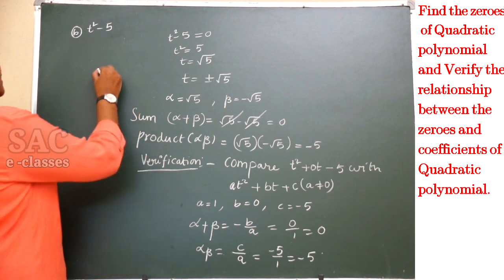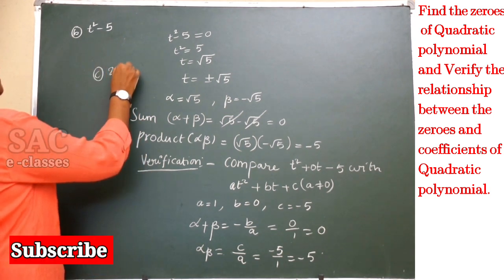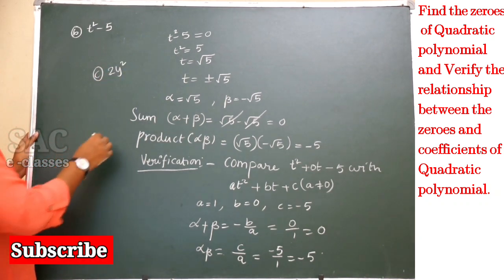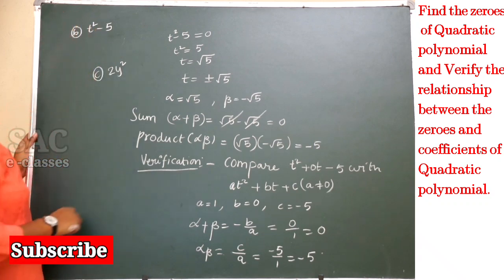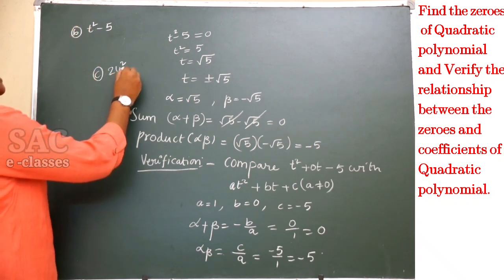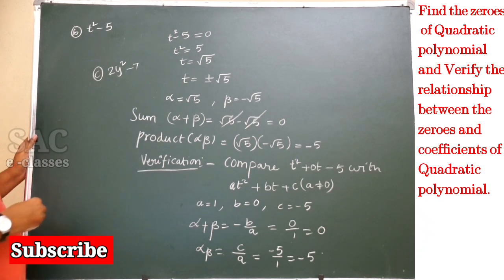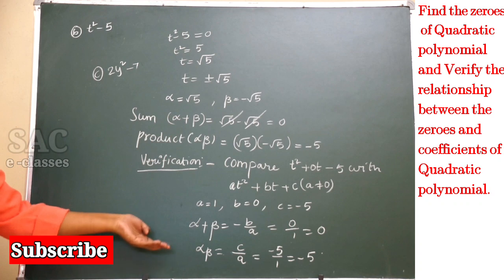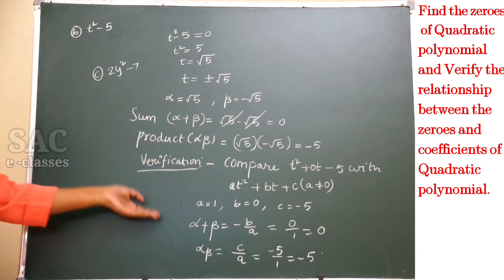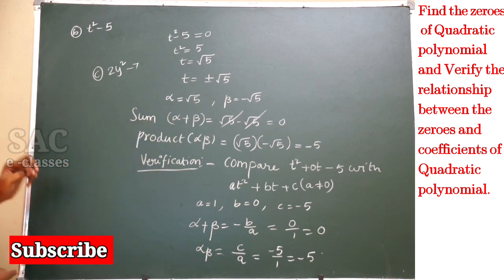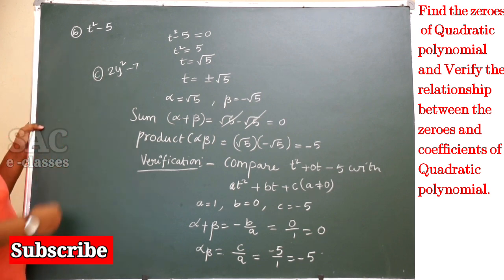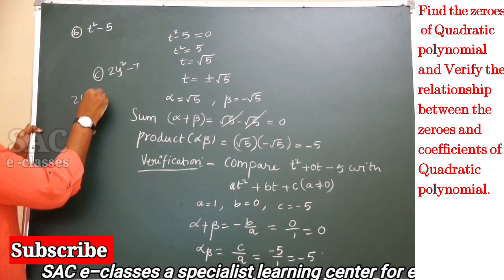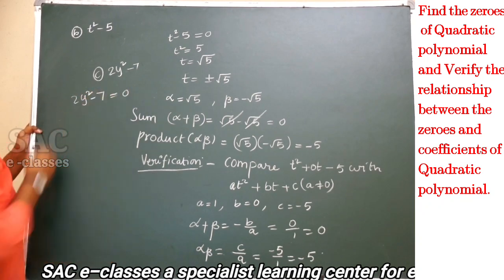Maybe they will give this kind of problem to you. This is one of the important models, that is, whenever the linear term is missing. For example, they give 2y square minus 7. So what will you do? If you find the zeros, obviously you know how to find the relationship, the sum and product of the zeros. This is the given polynomial. So what will you do? Obviously you will write it as 2y square minus 7 equal to 0.